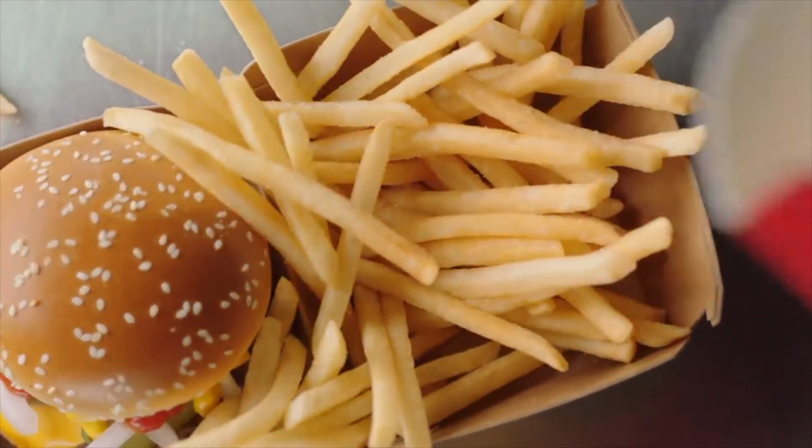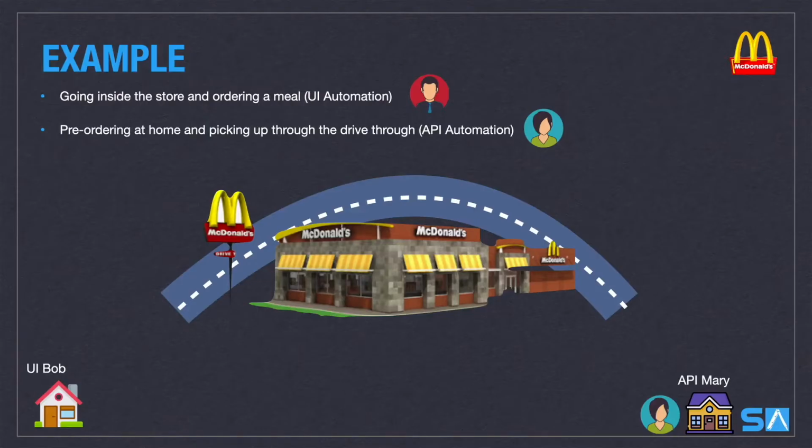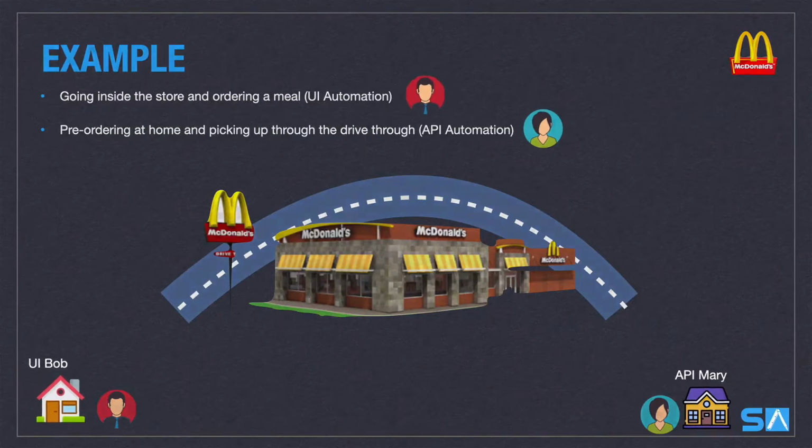Unfortunately for UiBob, his McDonald's took a bit longer to cook than expected. It took up to 10 minutes. So he finally leaves the store and goes home and enjoys his McDonald's. So we can see in this example, API Mary was much faster, easier, and more convenient. So let's take a look at how this analogy applies to RPA, and then we'll take a look at why you don't always want to use API automation and cases where you will want to use API automation.